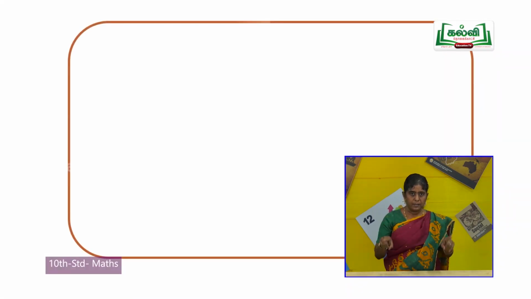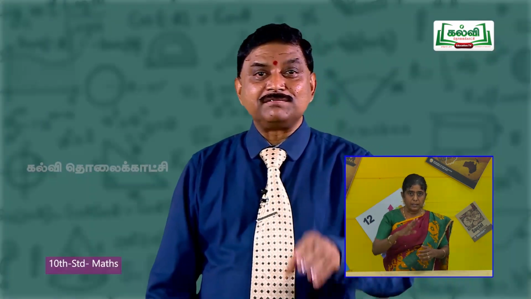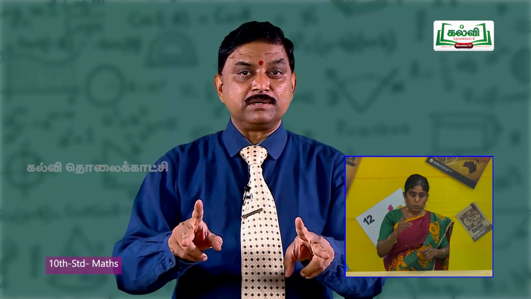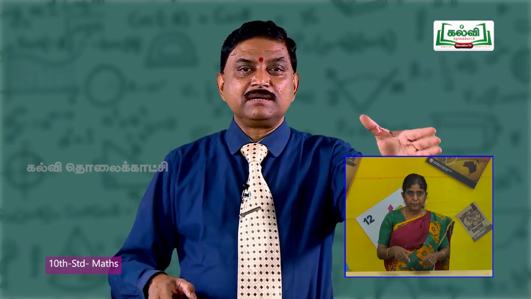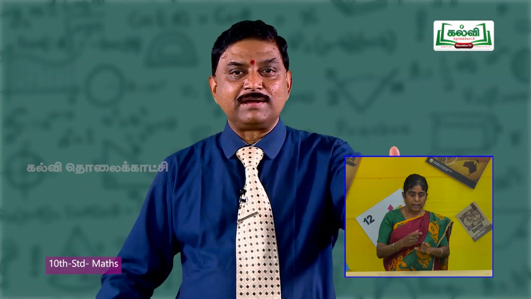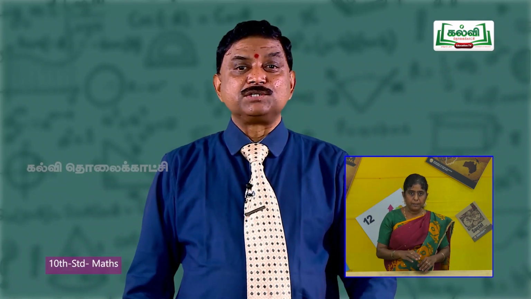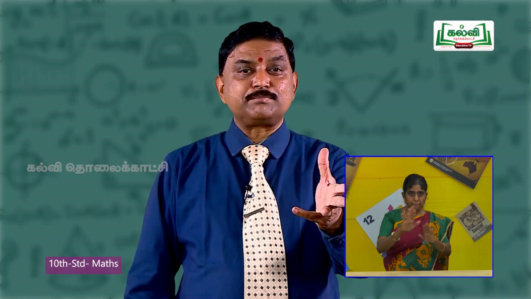Let's see now the geometrical meaning. A linear equation in two variables represents a straight line in the xy plane. The xy plane means the plane consisting of the x-axis and y-axis. In the same way, a linear equation in three variables represents a plane. So, a linear equation in two variables is a straight line, and a linear equation in three variables represents a plane.